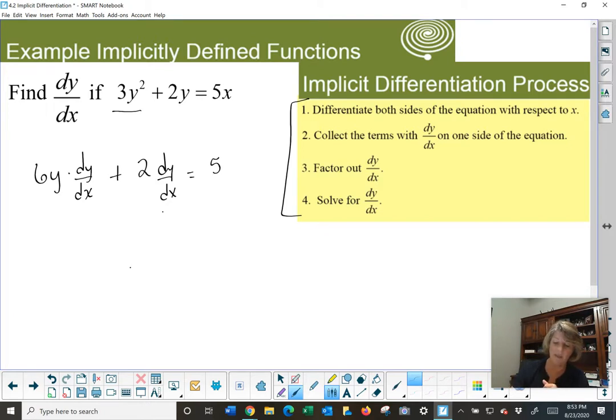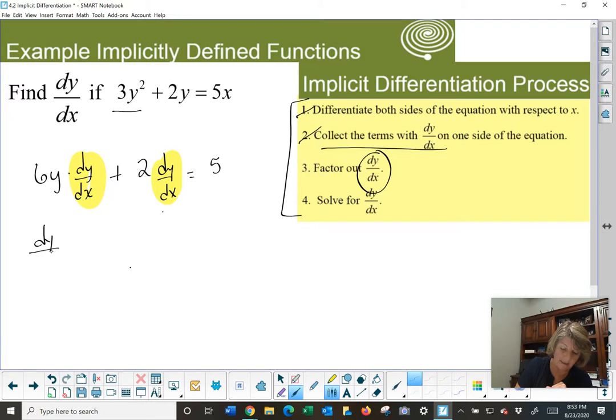Now, I'm going to collect the terms with dy/dx on one side, and I look at my equation, it's already done. So perfect, we've done that step, it was kind of done for us. Now I'm going to factor out the dy/dx. They do have a dy/dx in common, we can clearly see that, so let's go ahead and factor that out.